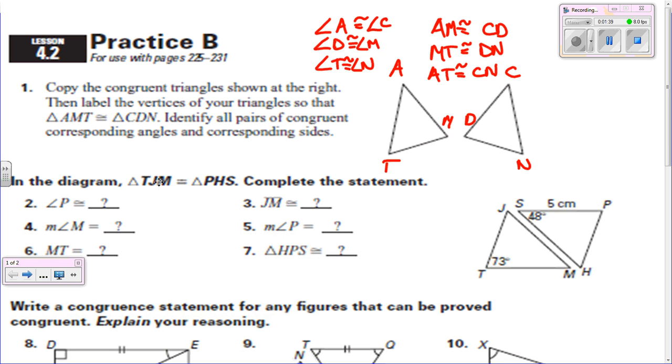In the diagram, triangle TJM equals triangle PHS. So angle P would be congruent to angle T. Remember, we can just look at their position in the naming. If angle T is in the same spot as angle P, then they have to be congruent to each other. Same way with the segments, like for number 3, JM is congruent to HS. Measure of angle M would be equal to the measure of angle S. So M would be the same as S, which is 48 degrees.